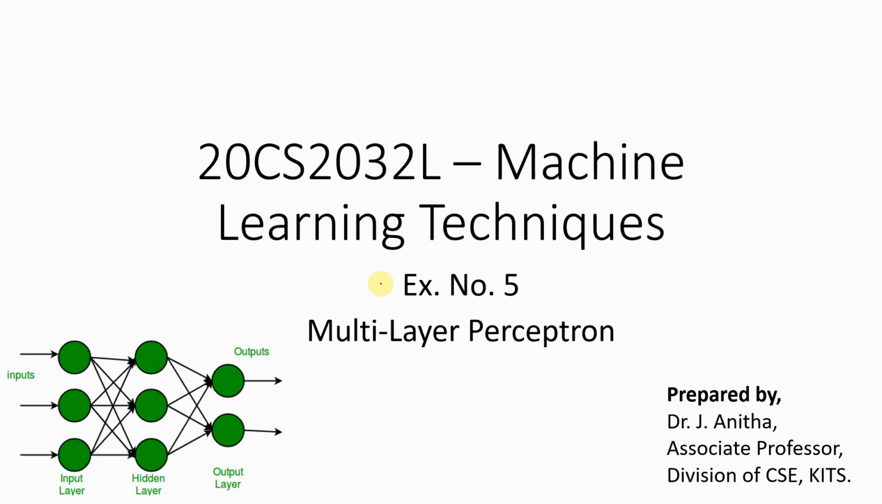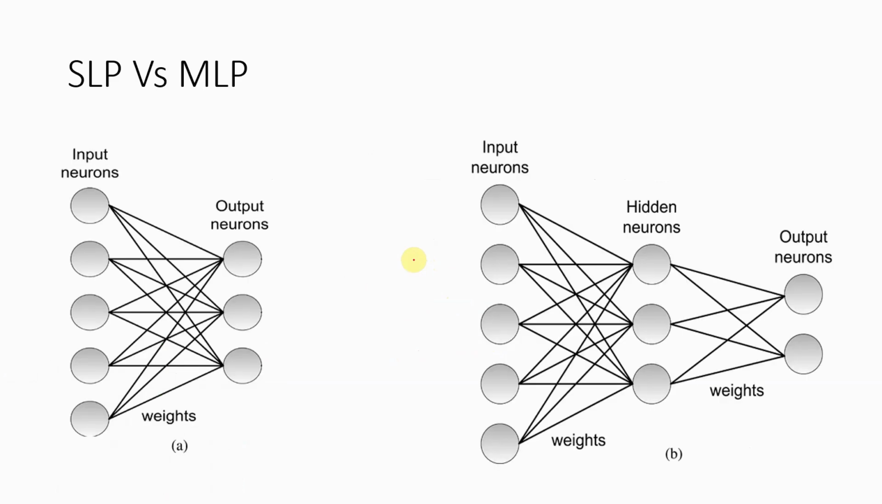Dear students, in this video we are going to see the experiment number 5, multi-layer perceptron, for the course 20CS2032 Machine Learning Techniques Lab. To start with the algorithm, first we need to know the difference between single layer perceptron and multi-layer perceptron.